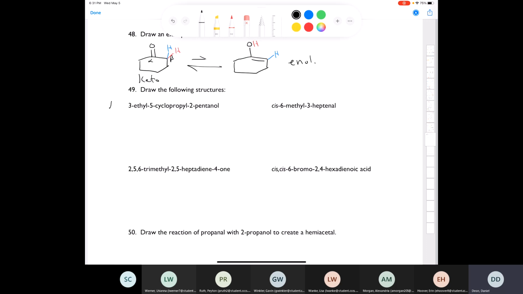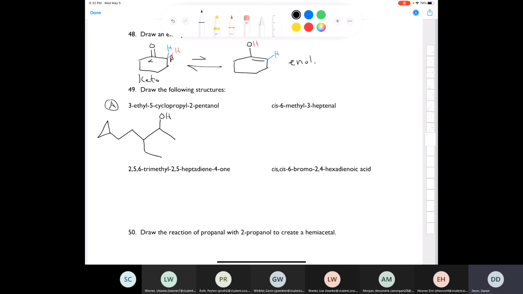Let's take a look at the first one. I call this one 3-ethyl 5-cyclopropyl 2-pentanol. So 1, 2, 3, 4, 5. On the second carbon, I'll put the hydroxyl, so this is 2-pentanol. Then on the third carbon, I put an ethyl group. And then on the fifth carbon, I put a cyclopropyl. So this is a cyclopropyl group like that.